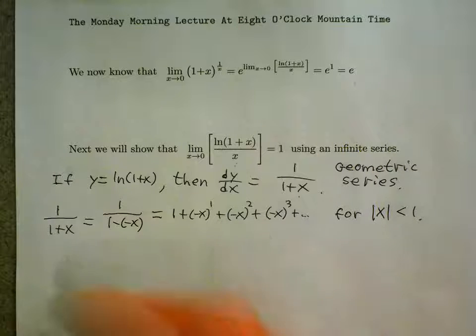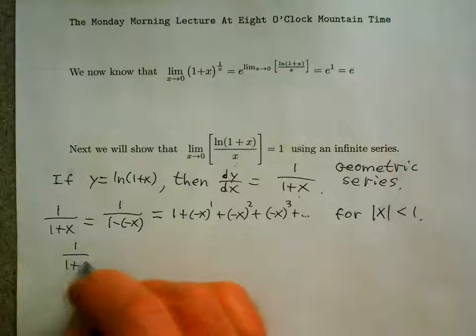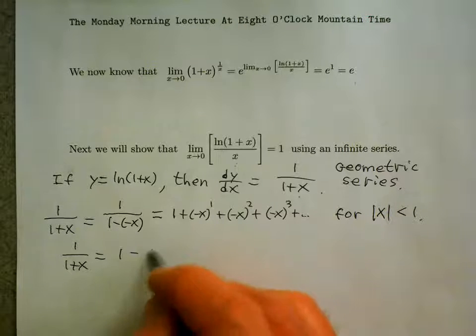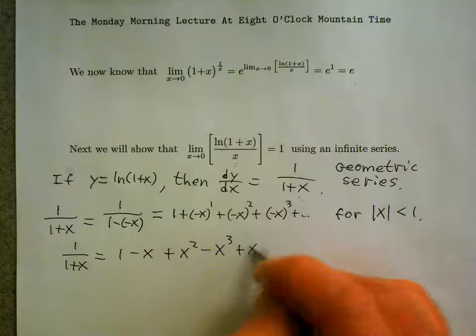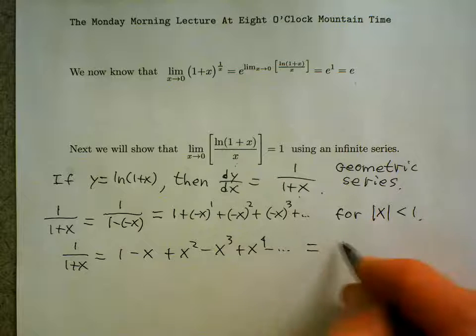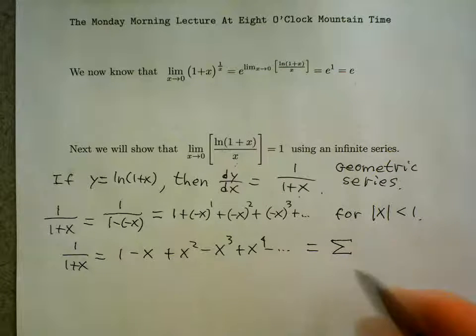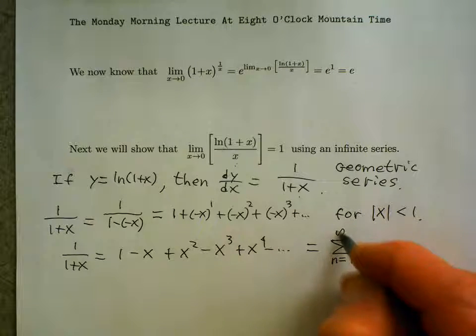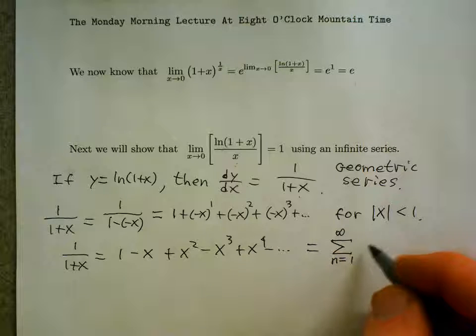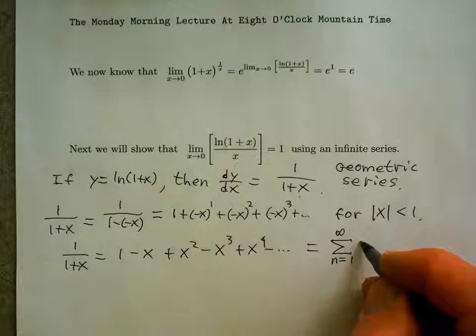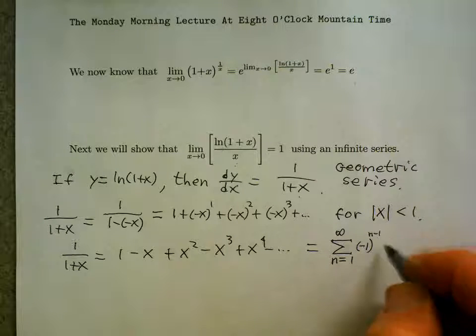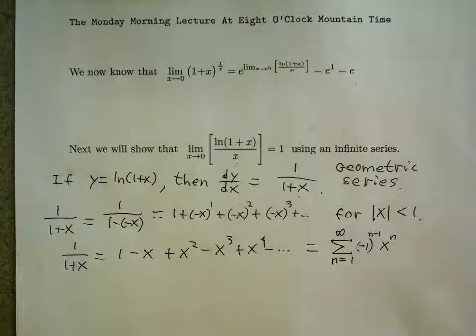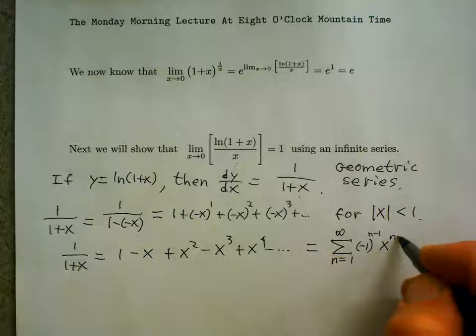So more to the point, we can write that 1 over 1 plus x is equal to 1 minus x plus x squared minus x to the third plus x to the fourth, and so on. In sigma notation, we can write this starting at n equals 1 and going to infinity as negative 1 to the n minus 1 times x to the n. Sorry, x to the n minus 1.